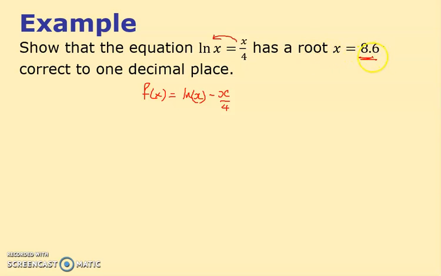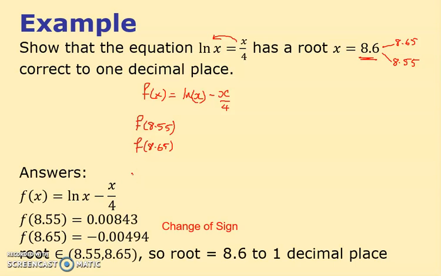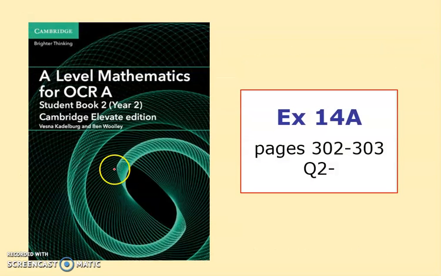Notice it says is this. So I think it's got to be between, remember error bounds at GCSE, 8.55 and 8.65. And I'm going to ask you to find those two things and see if there's a change of sign. That's what I want you to do. In the meantime, there's the answers, see if you agree with those, and in class we'll do exercise 14a.